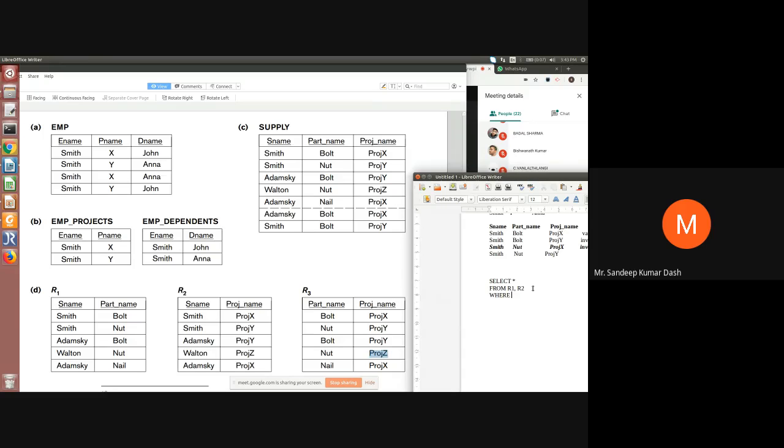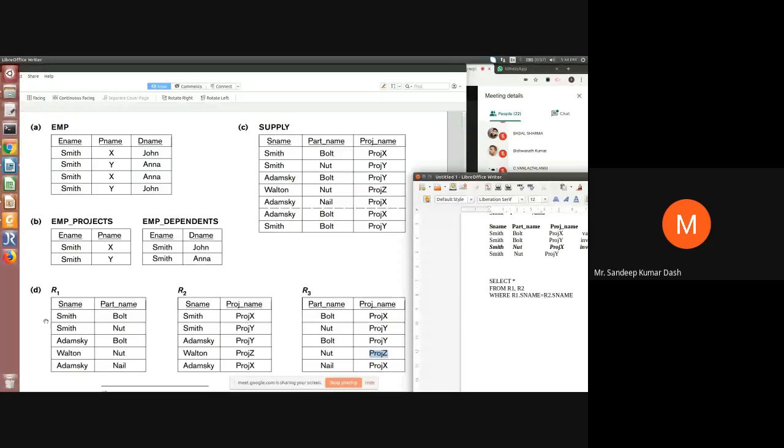If it would have been an equi-join, I would have written here where R1.name equals R2.name. This is your equi-join which we saw in the last class. Remember? Because here S name is the common column and you are writing an equals sign. But when the column name is the same, it automatically takes that it is a natural join.